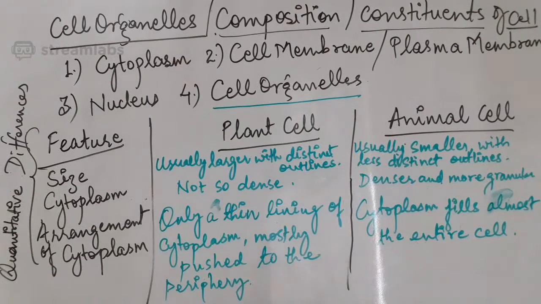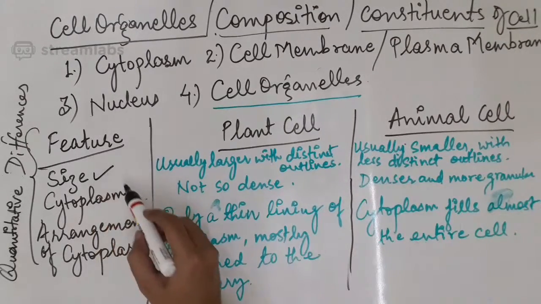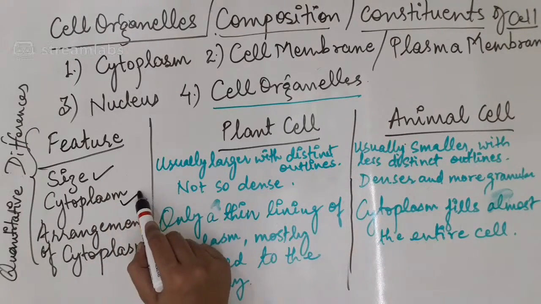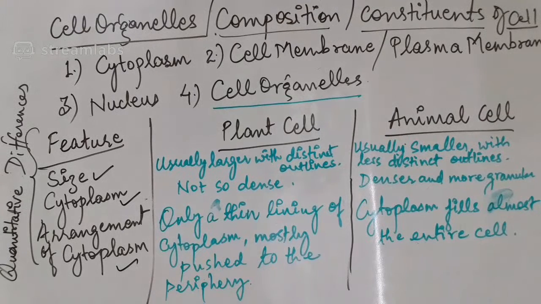So these are the quantitative differences between a plant cell and animal cell. These are the size, cytoplasm, and the arrangement of the cytoplasm. Each and every point is very important, whether it may be the structural difference or the quantitative differences. If you have to understand a plant cell and animal cell, firstly you should know about the structure and the presence and absence of cell organelles.